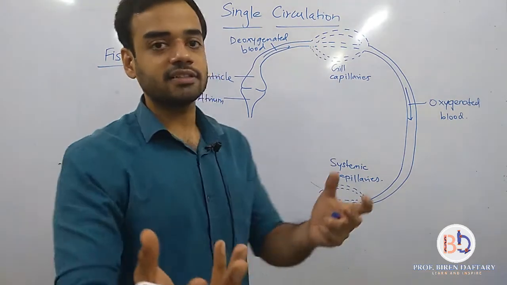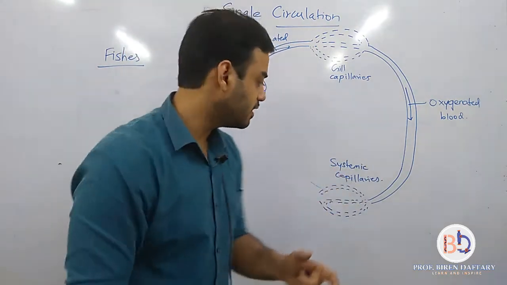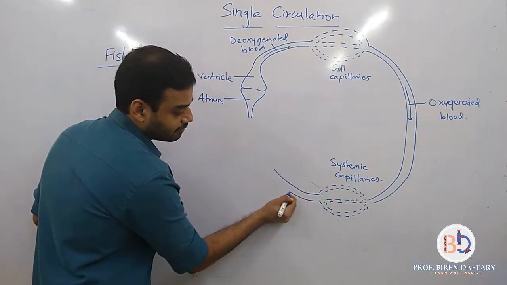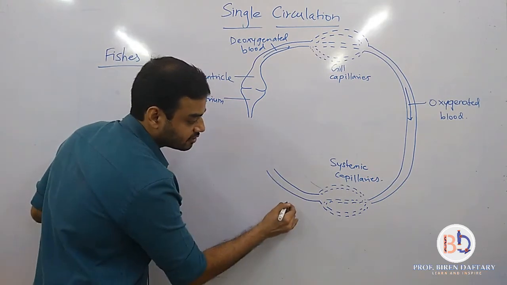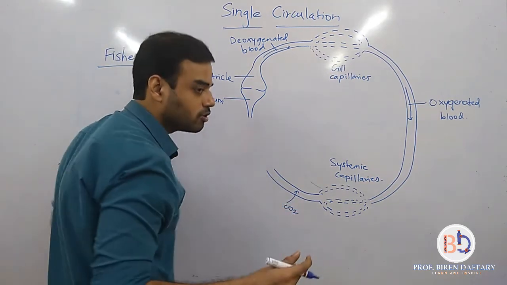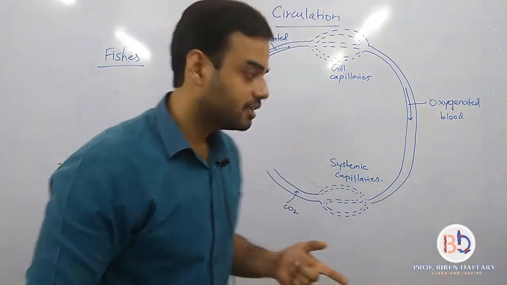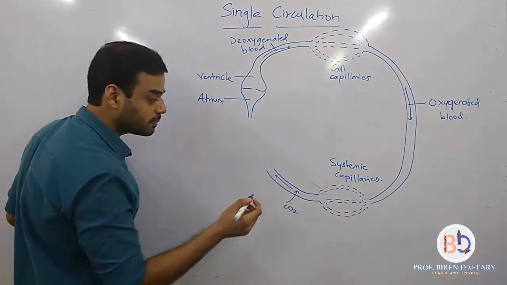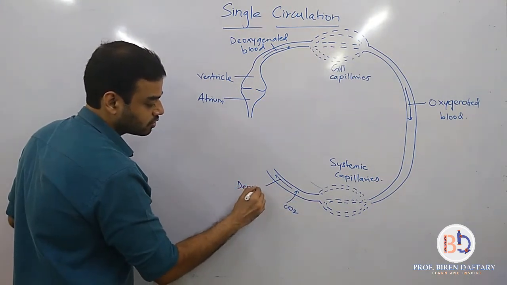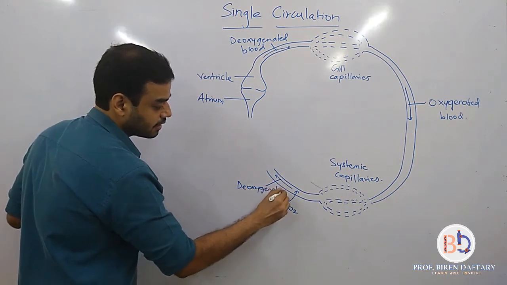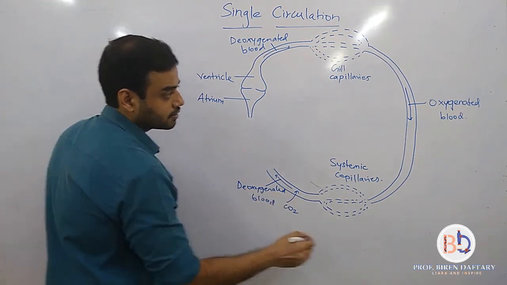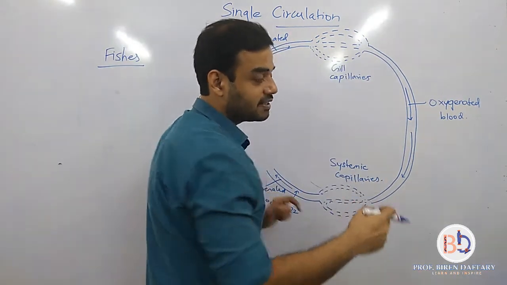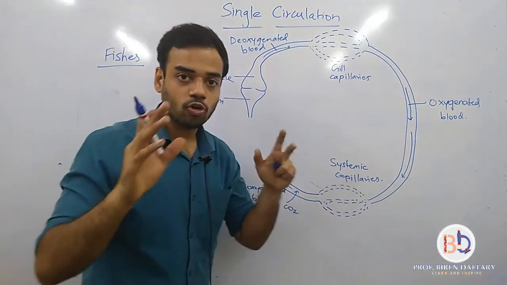Again, what will happen? The cells will take oxygen and give out carbon dioxide. So now this blood which is going back, this vessel which is again formed, is going to have carbon dioxide. Why? Because carbon dioxide is produced by the cells. So now this blood which is flowing in this vessel, which blood is it? It is deoxygenated blood. The blood which is flowing between the gill capillaries and the systemic capillaries is which blood? Oxygenated blood. So I hope you are getting my point.